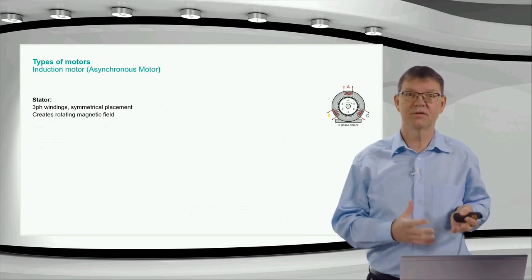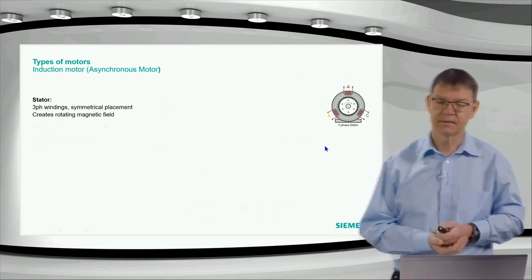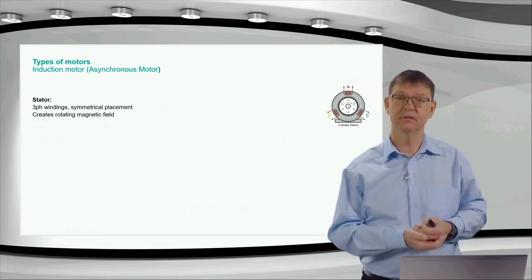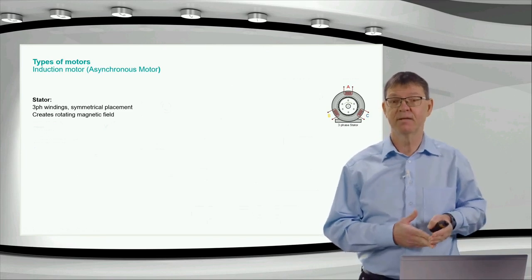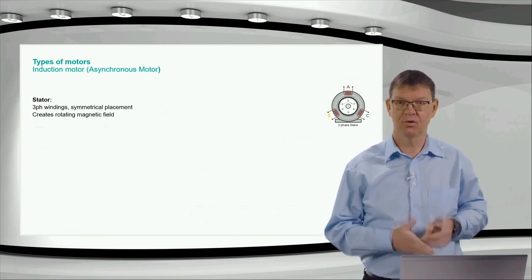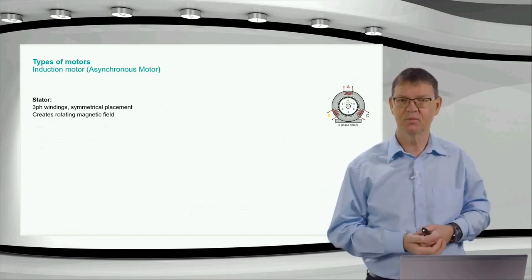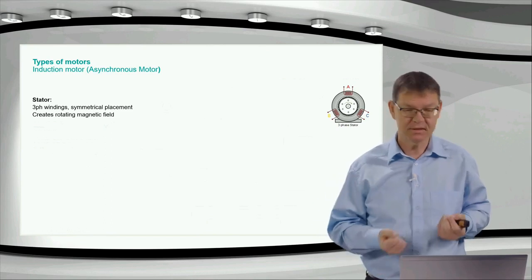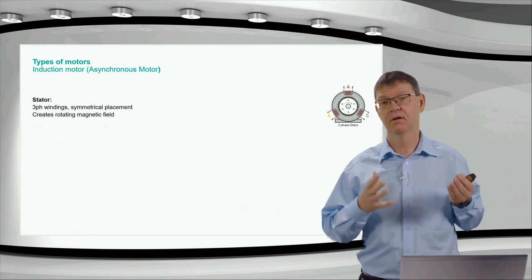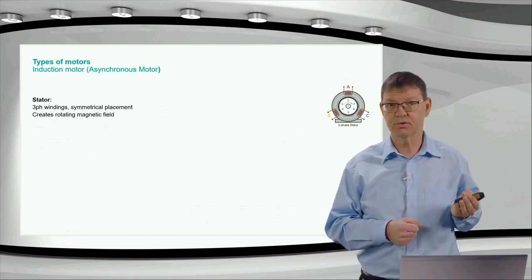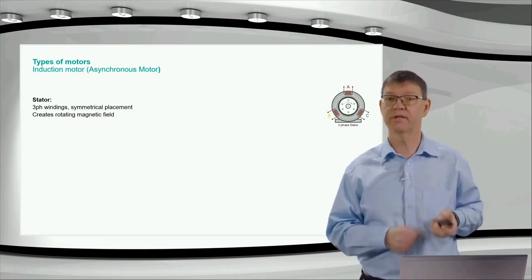The asynchronous motor consists of these parts, as you can see here in the picture on the right-hand side. And we have here the three-phase winding, so it's a three-phase system. They are not all located in one place, but they have a symmetrical order with an angle of 120 degrees in this example. And these three windings create, with a current flow through these windings, a magnetic field. And this magnetic field rotates.